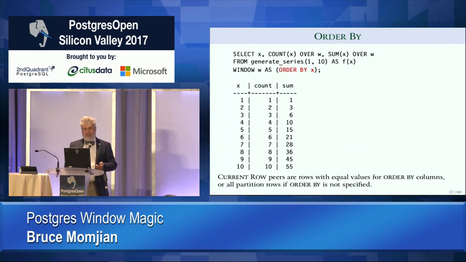So this is a query where we're basically saying, give me the count and the sum of the numbers from 1 to 10, and I'm going to order by X.